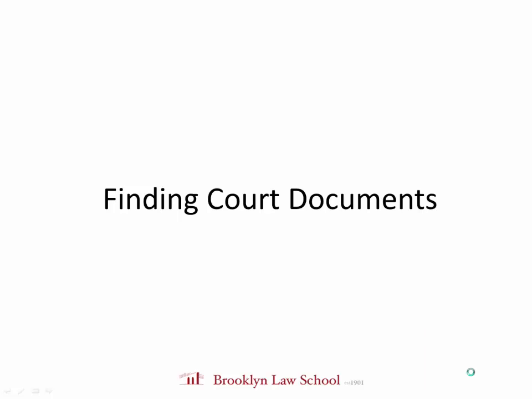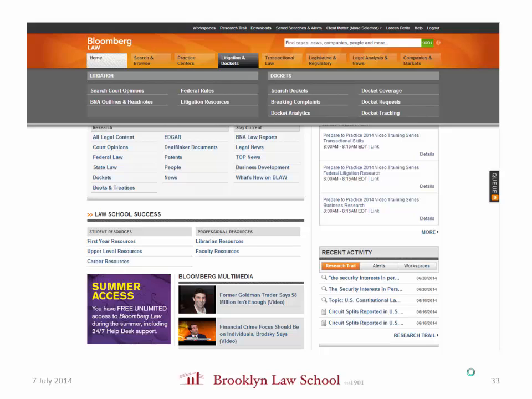Sometimes you'll need to review the record of a case you're considering for your note. The record of a case consists of the pleadings, motions, briefs, and more. You can find some of these materials through the docket features on Westlaw and Lexis, but the best place to access dockets for federal cases is through Bloomberg Law. Bloomberg Law has all the dockets available through PACER, the federal court system providing access to electronic court records from the U.S. District, Bankruptcy, and Appellate Courts.